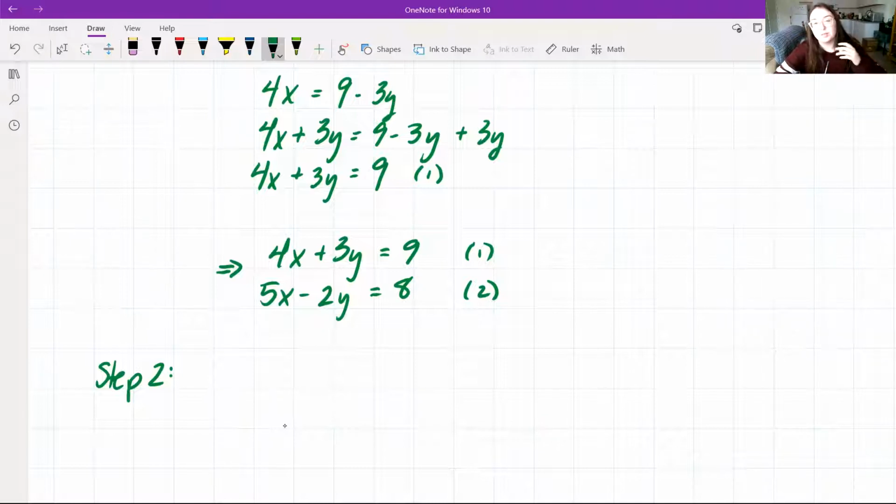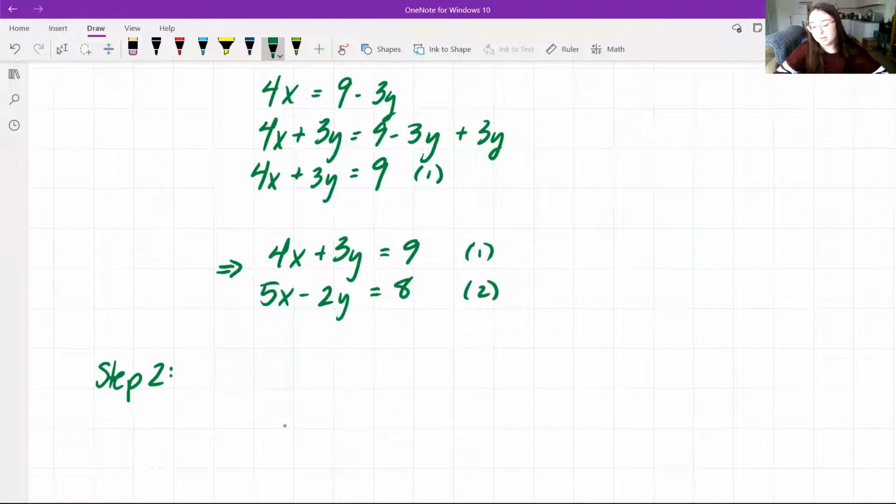So with our coefficients of 4 and 5, their least common multiple is going to be 20. So this means that one of our equations is going to have to be multiplied by, let's say, negative 5 for equation 1 and 4 for equation 2. Not bad, but the numbers are a little bit on the larger side. So let's go to our y variable.